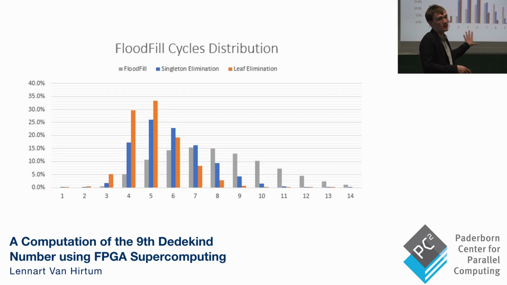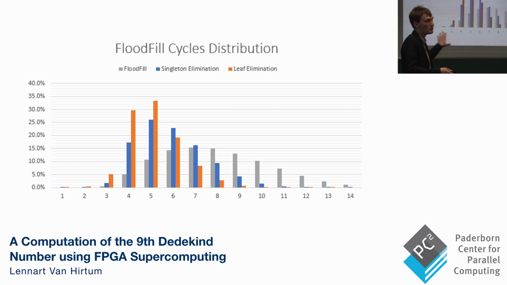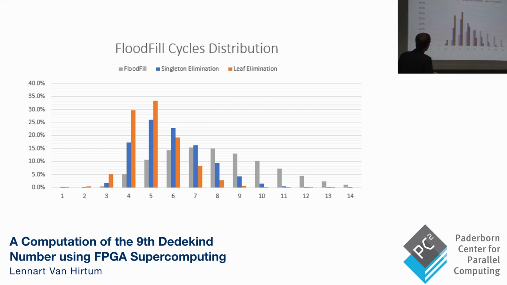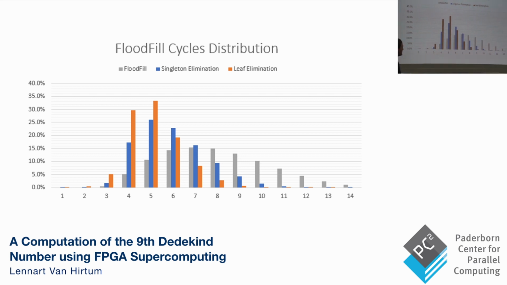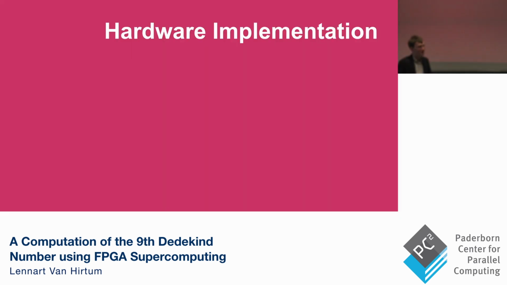So this is the number of iterations it takes for this algorithm on CPU. The gray curve here is the baseline. This is just floodfill, and it's very wide. It takes on average about 7 iterations. Only singleton elimination compresses this already a bit. And then if we have both singleton and leaf elimination, we compress the graph further, and we get an average runtime of 4 or 5 cycles, which is quite a lot better. And actually, singleton and leaf elimination both together make the hardware slightly easier to design as well, but we'll get to that right now.